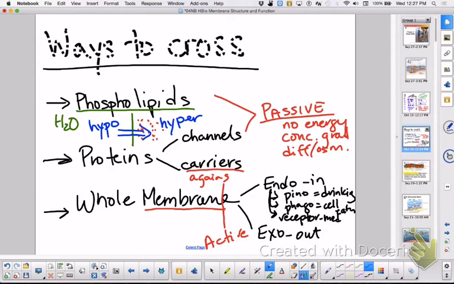Okay? And when water flows like that, what do we call that? Osmosis. And when it's the same on either side, it's what? Isotonic.